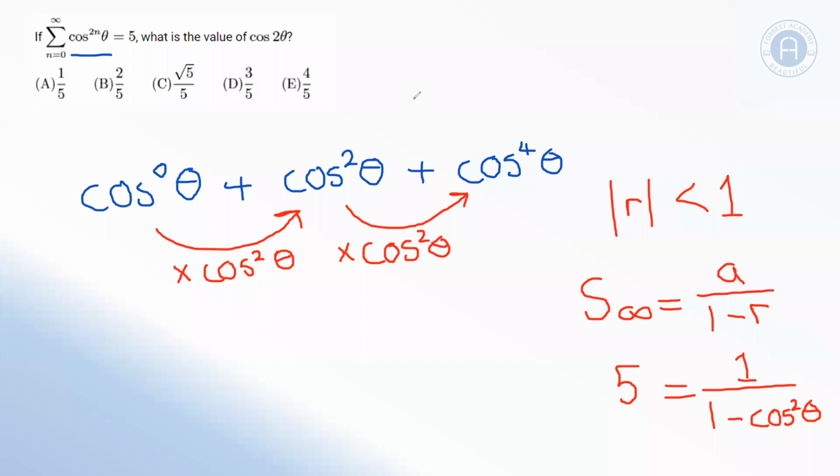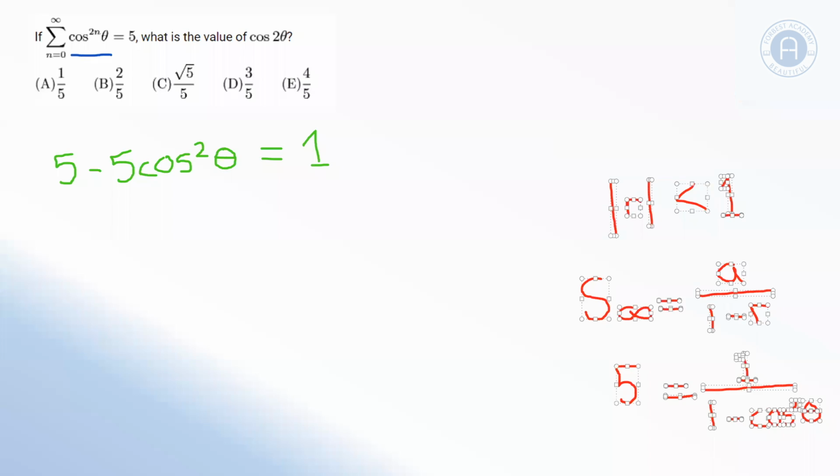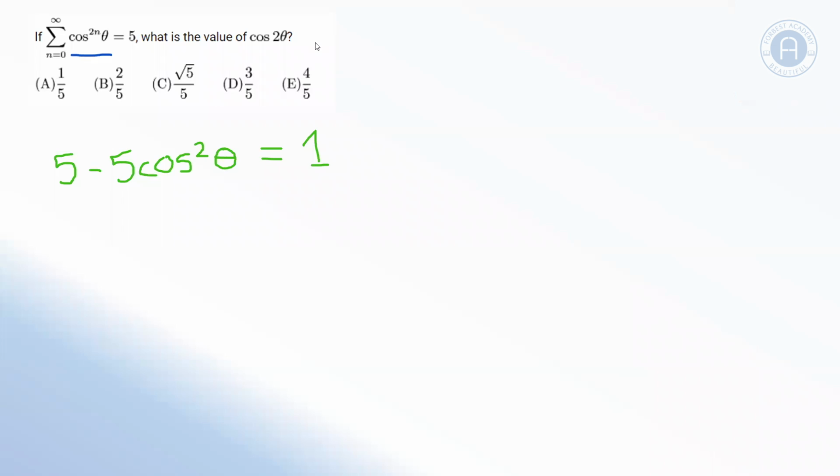So what we need to do now is a little bit of rearranging to try and get this in the form cos 2 theta. The first thing we're going to do is multiply by 1 minus cos squared theta to get our value here. Now, we need to know some identities to be able to change our cos squared theta into cos 2 theta. And I'm just going to run through a couple of identities to remember that are very useful for finding this.